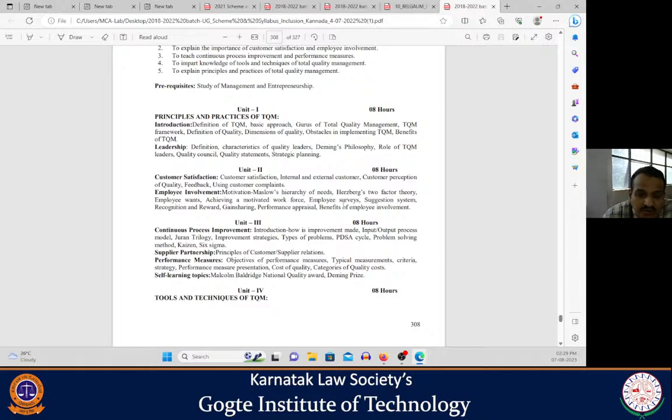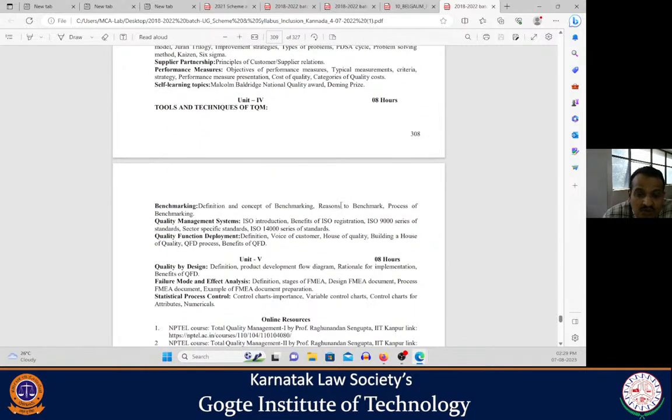Then in unit 4 you have tools and techniques of TQM. How are you going to measure the quality? First one is benchmarking, the concept of benchmarking, and reasons to benchmark. Then you have quality management systems, that is ISO. Most of the companies have ISO registrations. Most of the companies, mechanical and business establishments, have an ISO registration, that is the standard. Then you have quality function deployment.